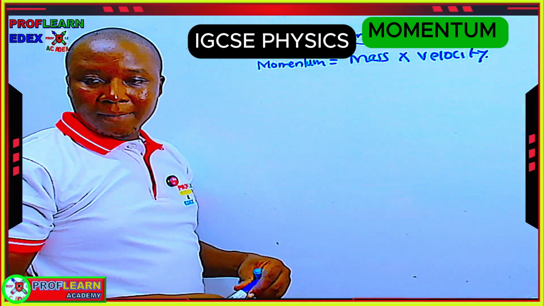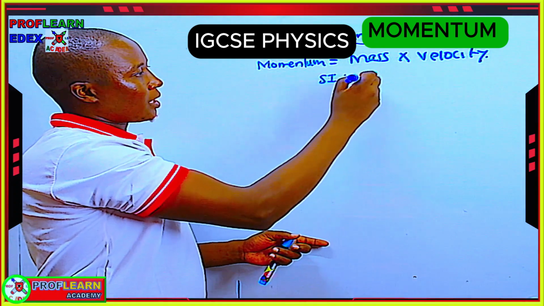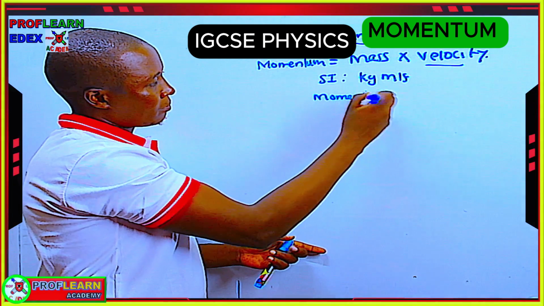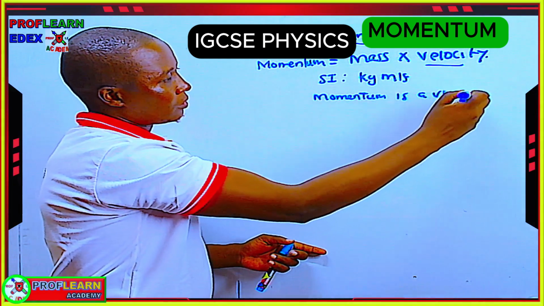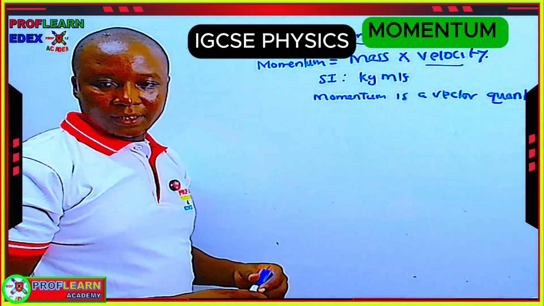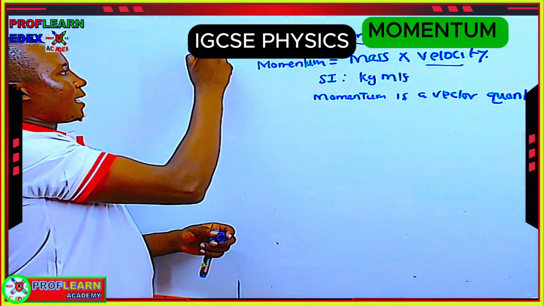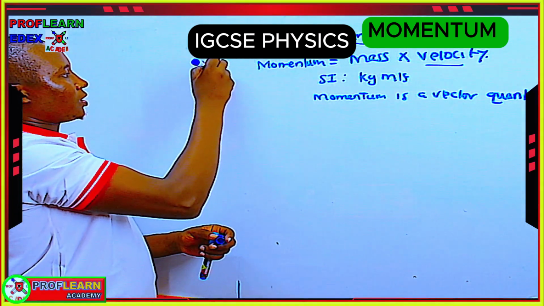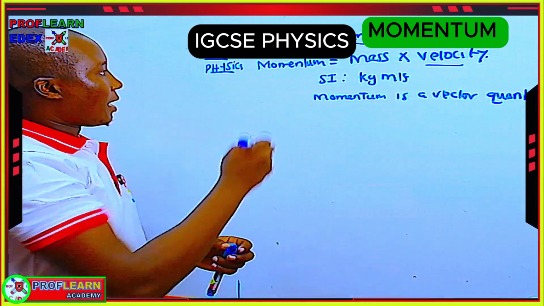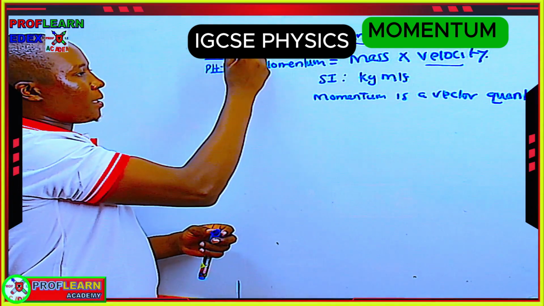Because we are multiplying mass and velocity, the SI unit for momentum is kilogram meter per second. Momentum is a vector quantity. Those are the ideas that we really need to keep in mind for IGCSE physics as far as this topic on momentum is concerned.